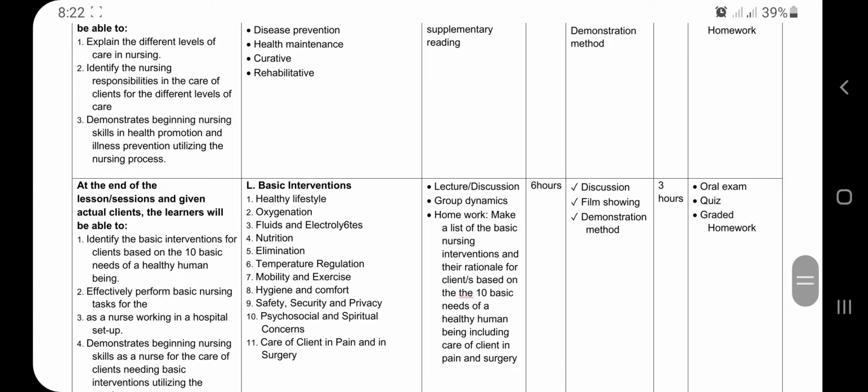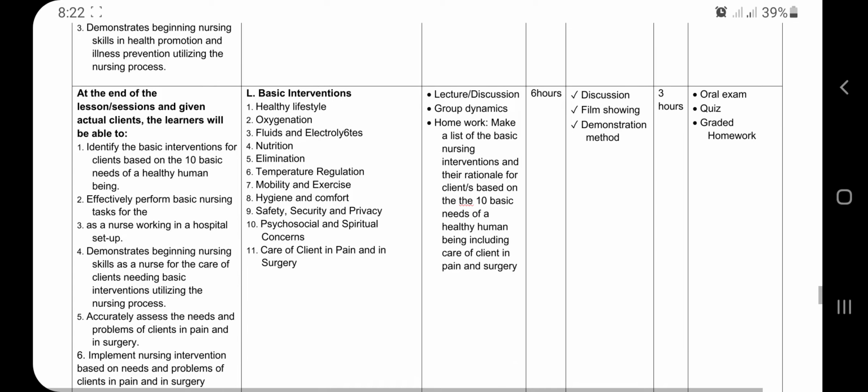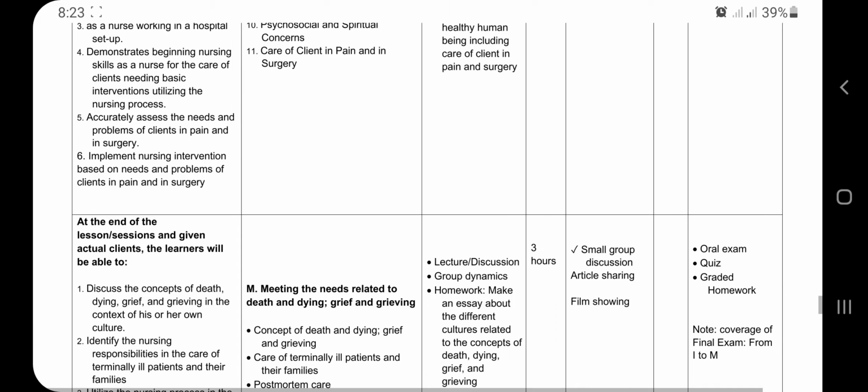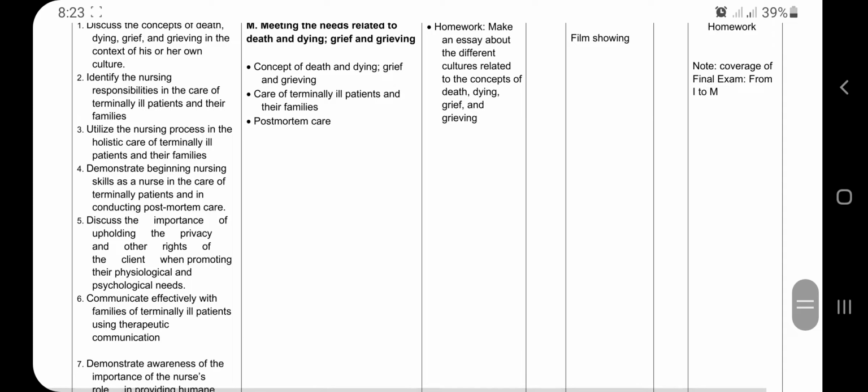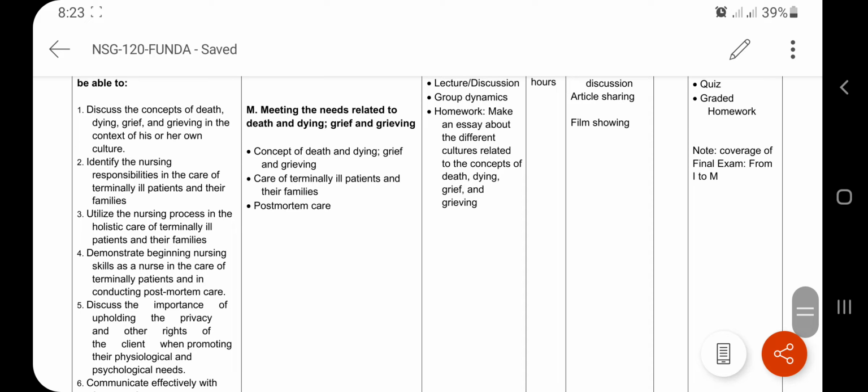We have also basic interventions such as para sa healthy lifestyle, oxygenation, fluids and electrolytes. We have nutrition, elimination, temperature regulation, mobility and exercise, hygiene and comfort, safety, security and privacy, psychosocial and spiritual concerns, and care of the client in pain and in surgery. Okay? And then we have also meeting the needs related to death and dying or grieving.